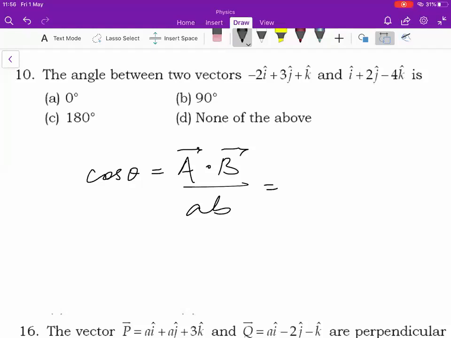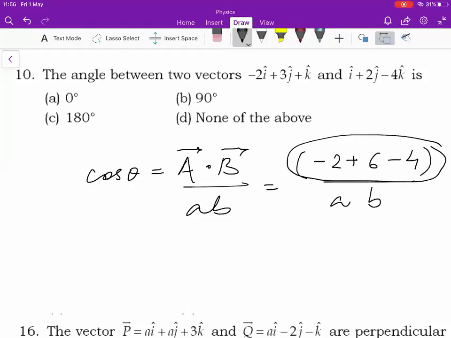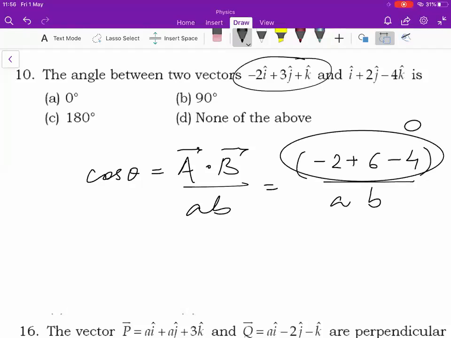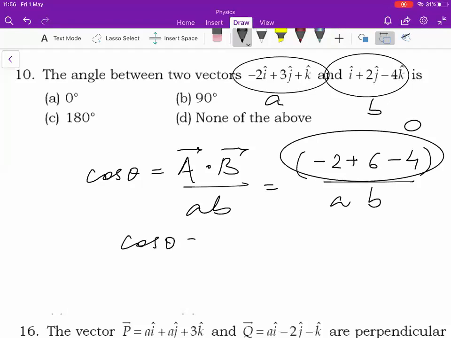The two vectors are given in the rectangular component form. So your numerator will be minus 2 plus 6 minus 4 divided by magnitude of A times magnitude of B. We need not calculate the magnitudes in this case because this numerator is coming out to be 0. तो हमको इसका मैग्नीट्यूड और इसका मैग्नीट्यूड नहीं कैलकुलेट करना. Is that clear? ये 0 आ रहा है. That means cos theta is also 0. If cos theta is 0, that means angle should be 90 degree.